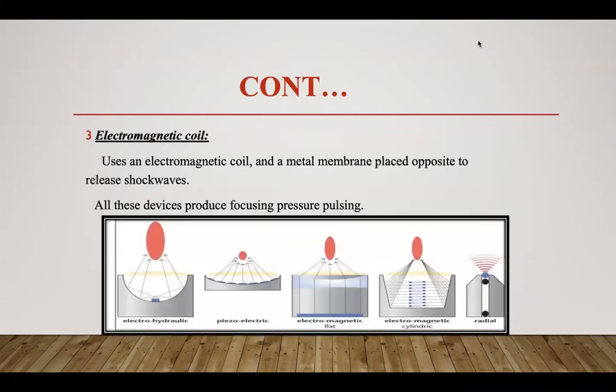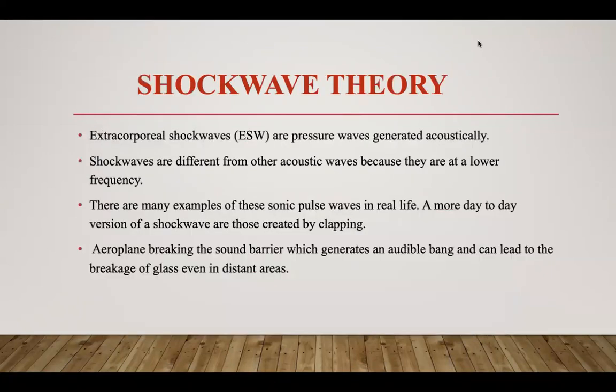Third device is electromagnetic. Using electromagnetic coils and a metal membrane placed opposite, it releases the shockwaves. All these devices produce focusing pressure pulses. These devices are shown in the figure. First one is the electrohydraulic, second one is the piezoelectric, and third one is the electromagnetic flat and electromagnetic cylinder, and the last one is the radial. Now let's move to the next slide.